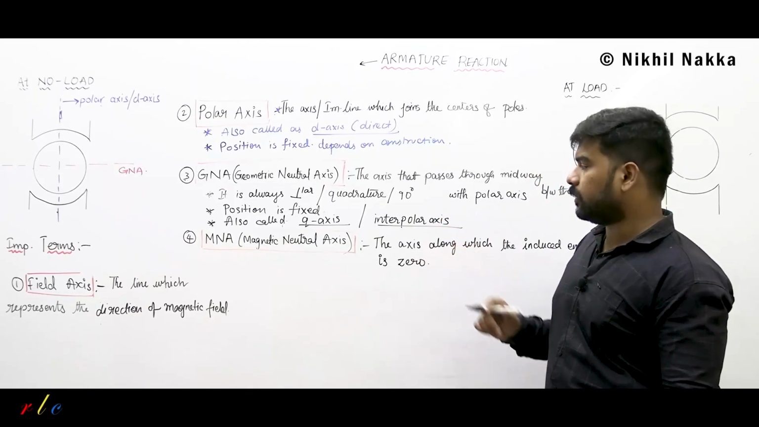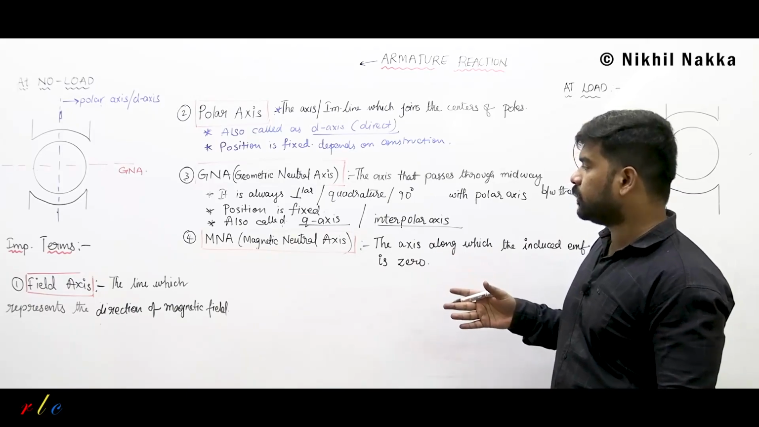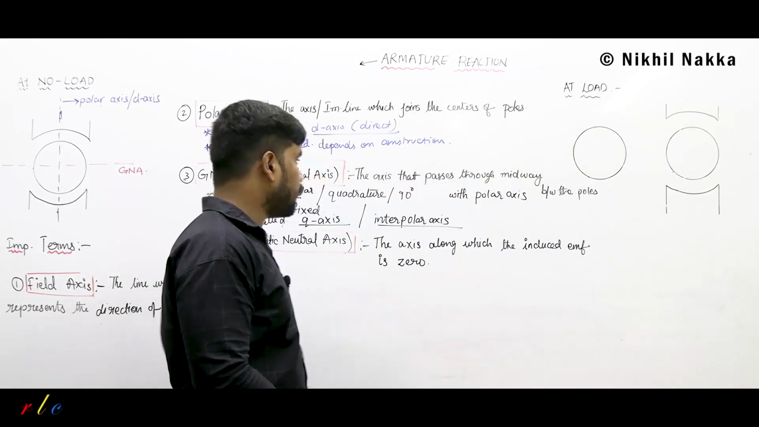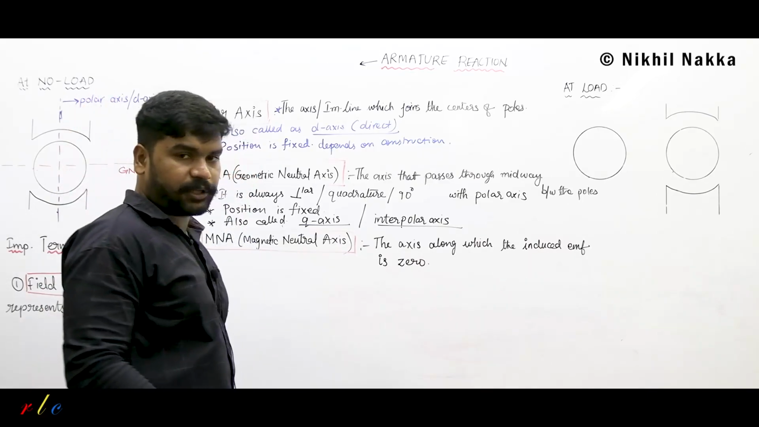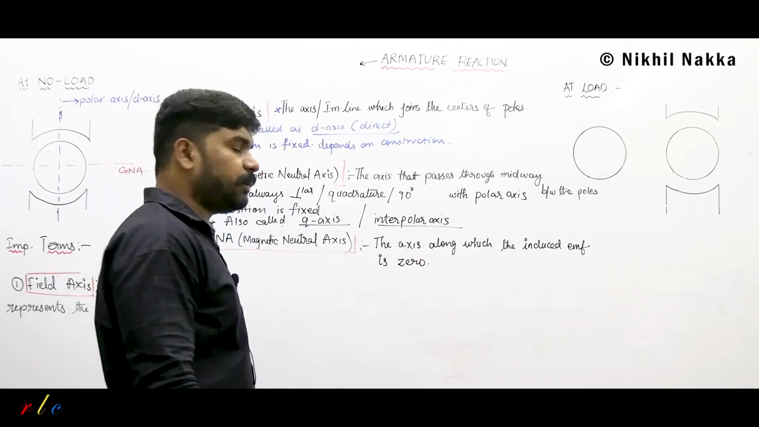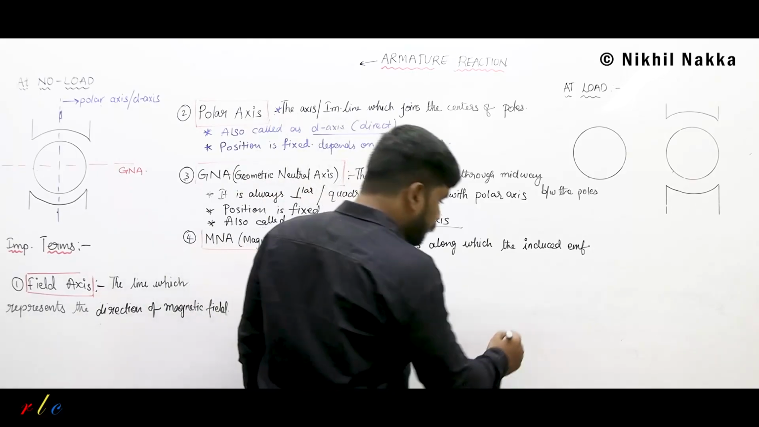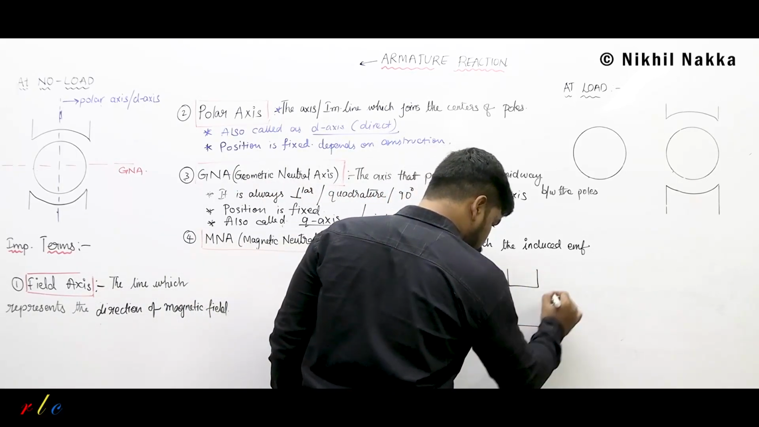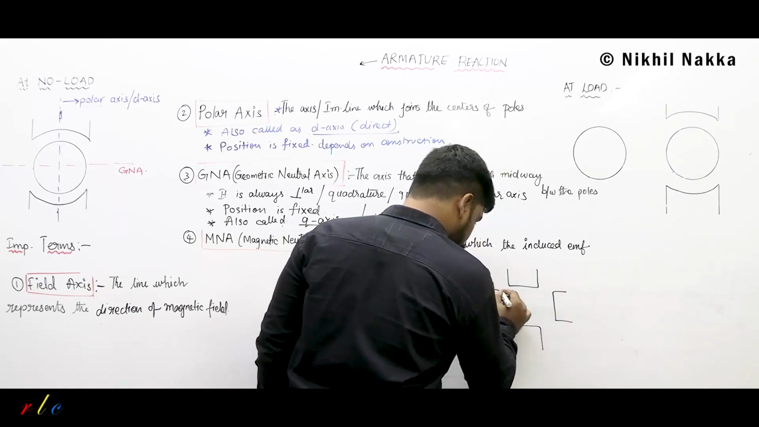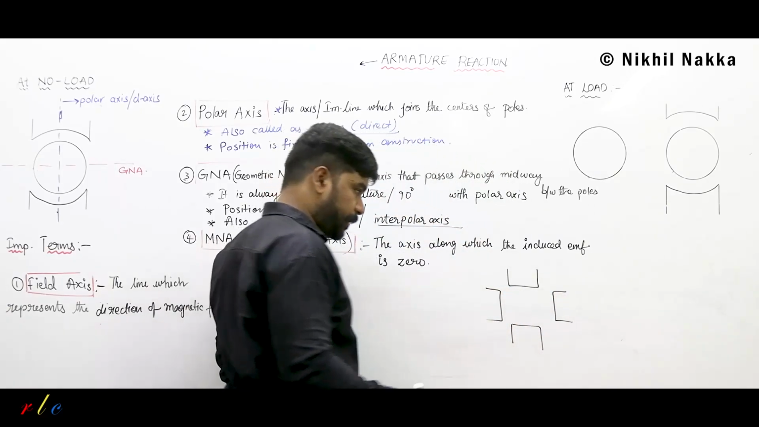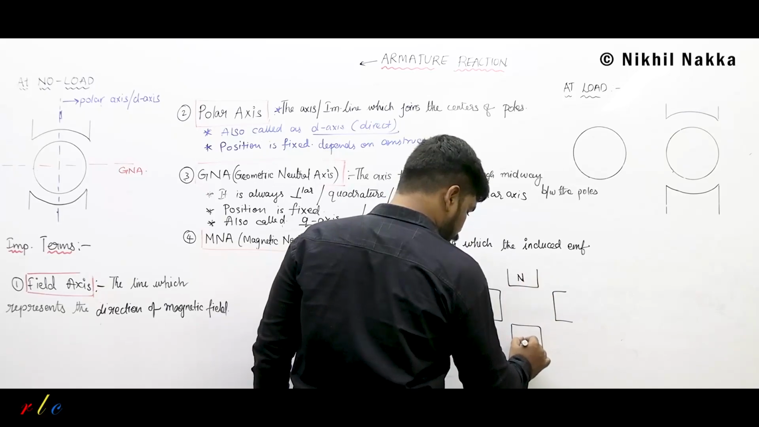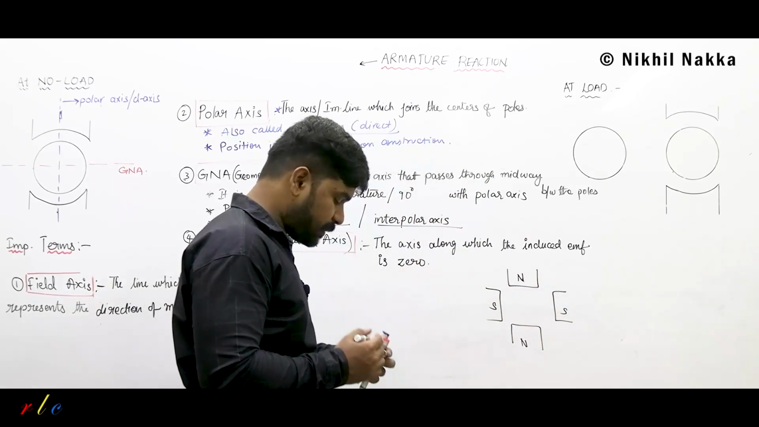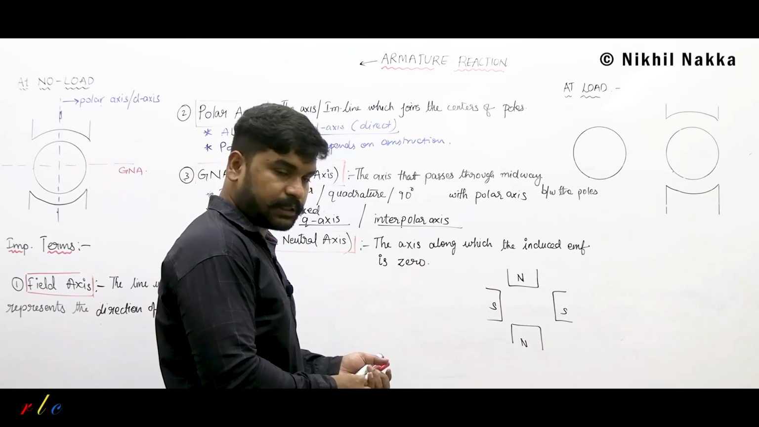So I told you that the position is fixed. All right, now this is for a two pole case. This is the diagram for the polar axis and GNA, Q axis. Now let me take a four pole case. Four poles means you require 4 poles, like this: north, south, north, south. Understood? Like this.